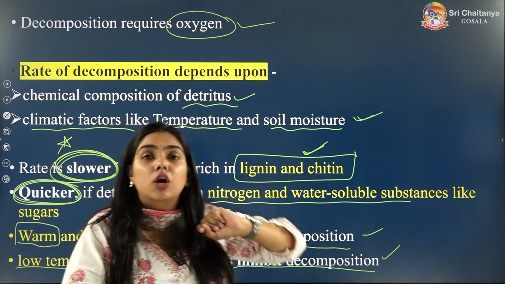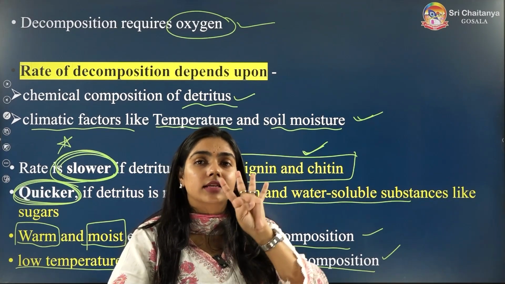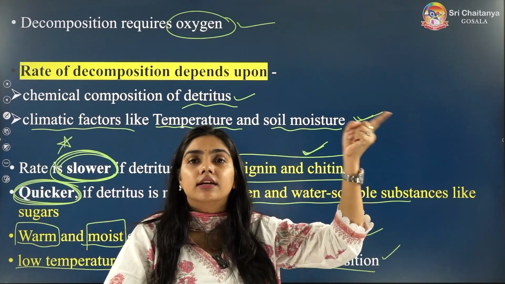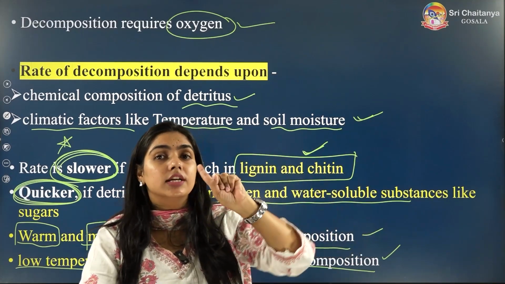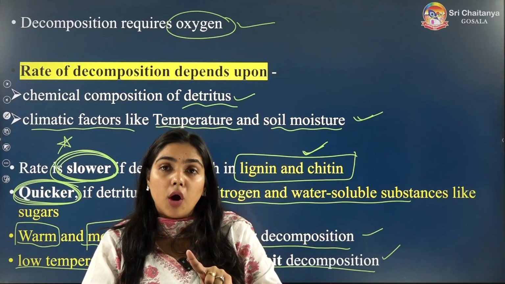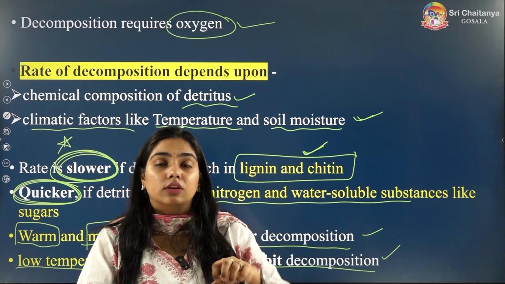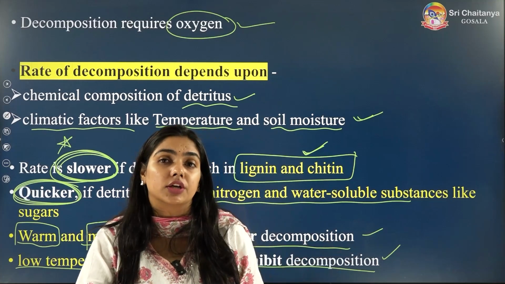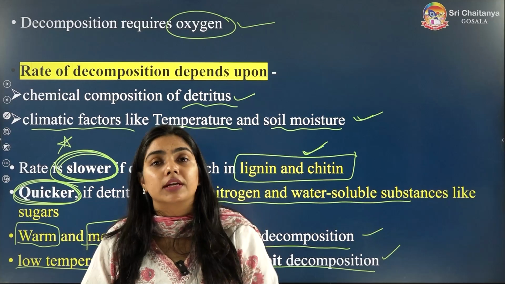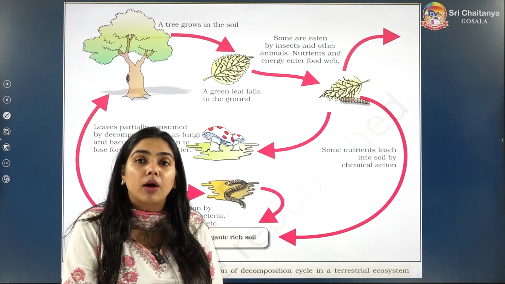Without oxygen, decomposition will not take place. Right? So important points are these 4 points. Lignin and chitin, rate of decomposition is slow. Nitrogen and water soluble substances, rate of decomposition is fast. Warm condition, moist condition, rate of decomposition is going to be high. These conditions are going to favor the decomposition. Whereas when there will be anaerobiosis or when there will be low temperature, it is going to inhibit decomposition. So that is all about decomposition.